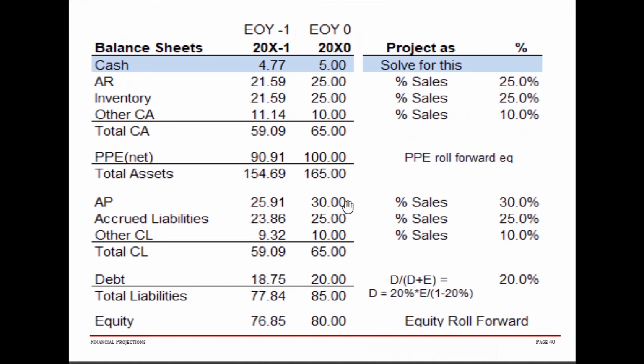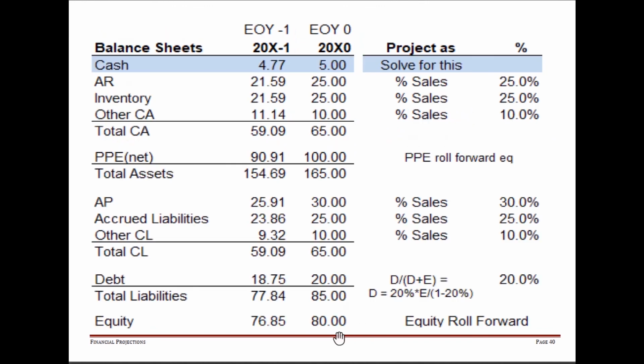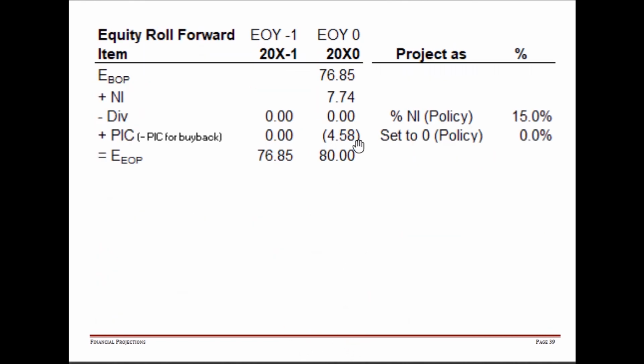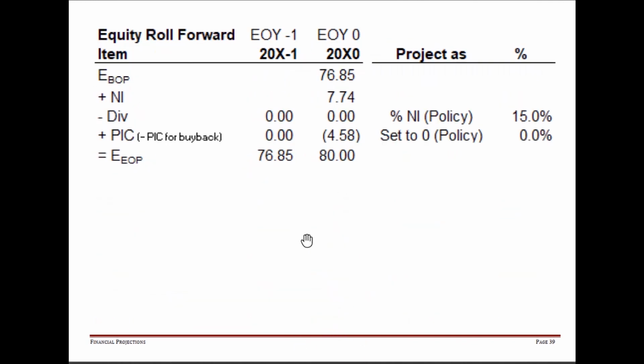And if you're solving for something on the balance sheet, do the equity roll forward equation first, and that's going to give you end of period equity for the balance sheet. If we're solving for something on the equity roll forward equation, which will either be dividends or paid in capital, project that balance sheet first, and that's going to give you your end of period equity, and you just plug it in here and solve for the one thing that you don't know.